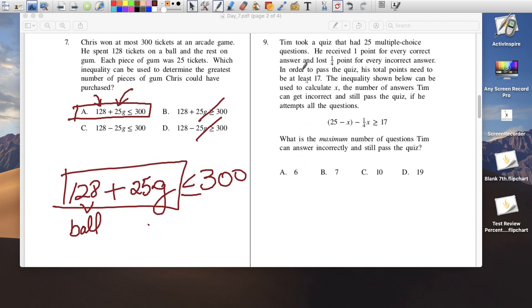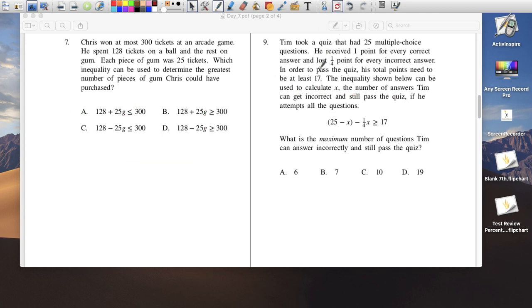Number 8. Tim took a quiz that had 25 multiple choice questions. He received 1 point for every correct answer and lost 1/4 point for every incorrect answer. In order to pass the quiz, his total points need to be at least 17. The inequality shown below can be used to calculate X, the number of answers Tim can get incorrect and still pass the quiz, if he attempts all the questions. What is the maximum number of questions Tim can answer incorrectly and still pass the quiz? So we're going to have to solve this in order to find that out.